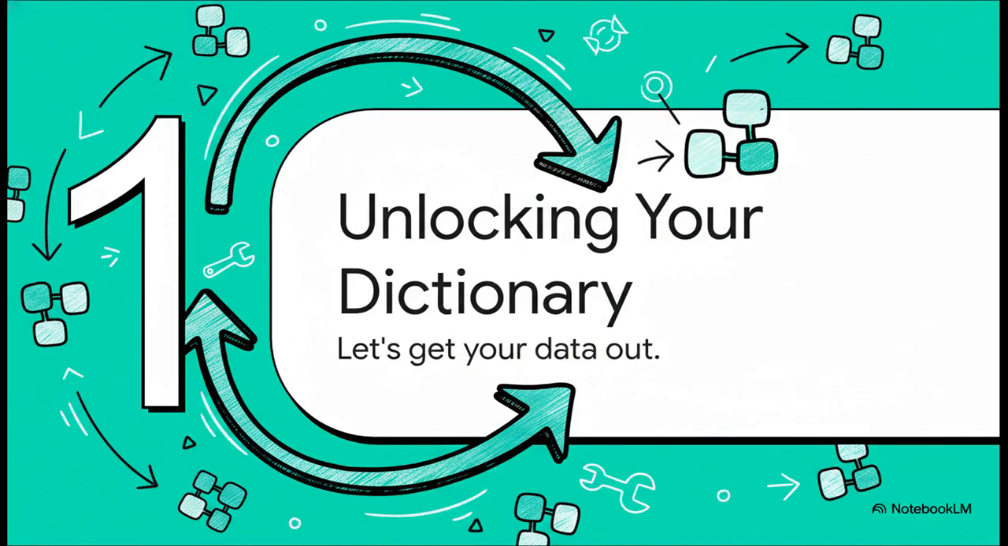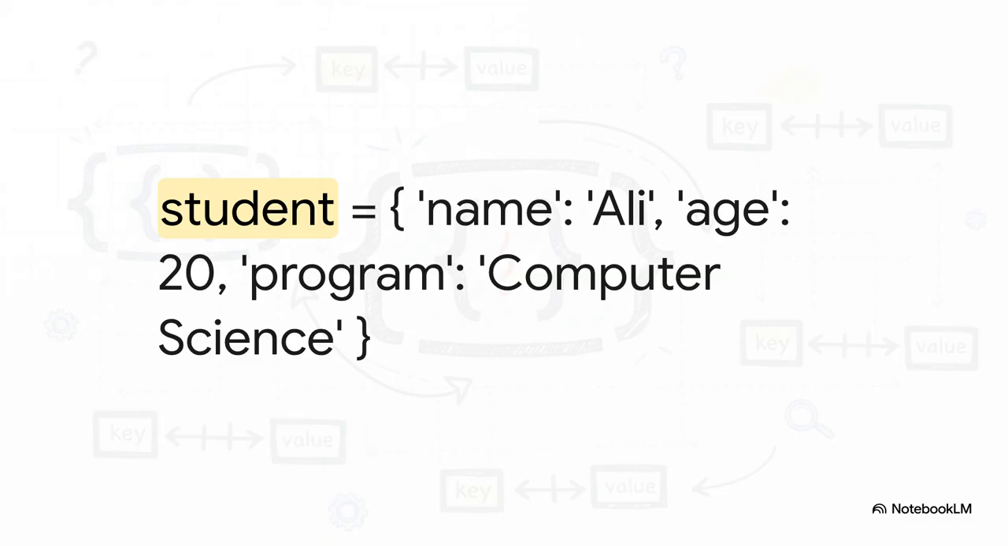And to do that, we'll start with a classic example so we can really see how each of these tools works in practice. Okay, here it is. This is the simple student dictionary we'll be playing with. As you can see, it uses keys, like name and age, to act as labels for their values, which are Ali and 20. Our whole goal here is to write code that can pull this information out piece by piece in a smart way.